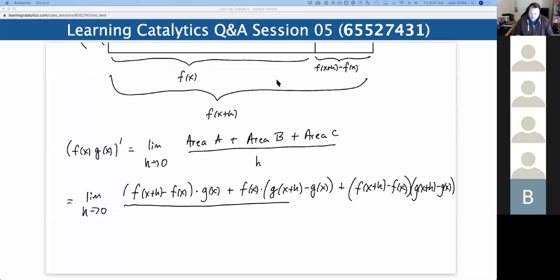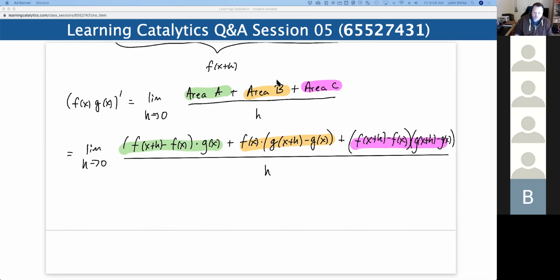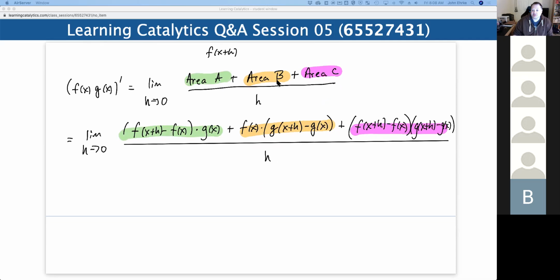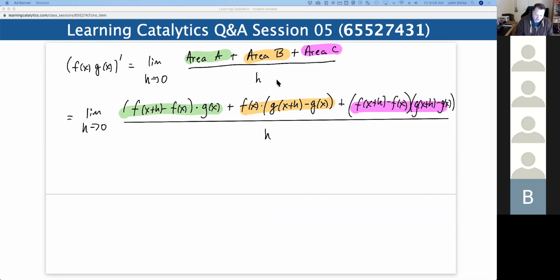So that has replaced each of those areas in the top. Area A is this, area B is this, and finally area C of that rectangle is this. Now, it may not seem like we've made any inroads to making this thing easier to calculate, but we actually have. Because if you split this up, there are three pieces here.